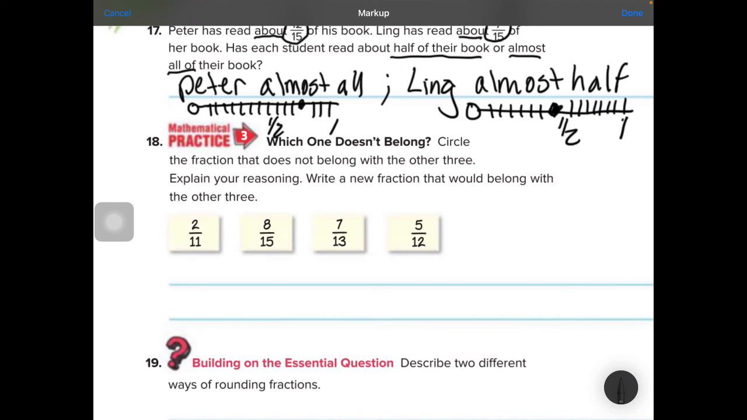Okay, so I'm looking at these fractions, and 8 right here is a little more than half of this, and 7 is a little more than half of 13, and 6 is a little more than half of 12. So they're all halfies. But this one doesn't belong because that one is closer to 0. So I would say it's the only fraction that you would round to 0. The other fractions round closer to a half. And my sample answer I would put would be 6/11, because that's about half, and that would belong with the rest of the group.